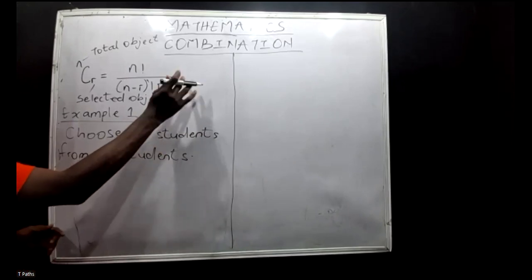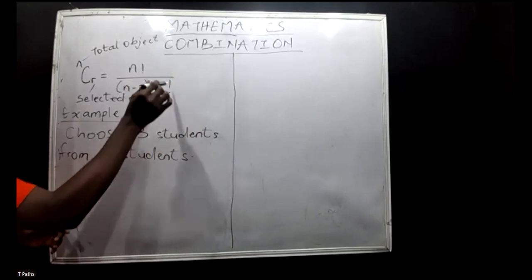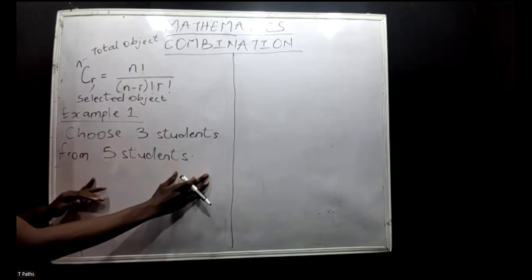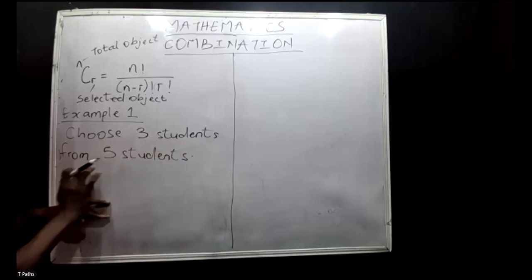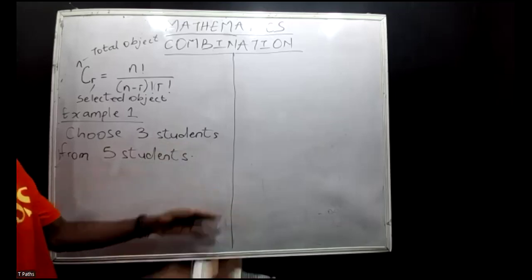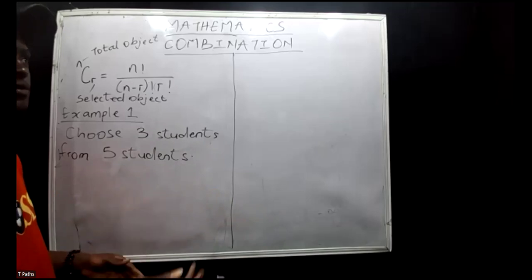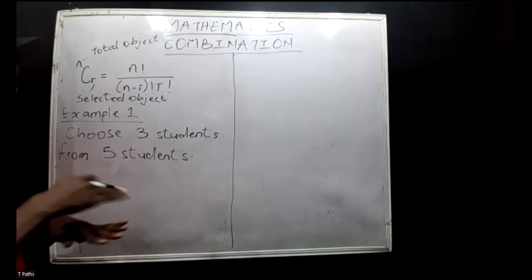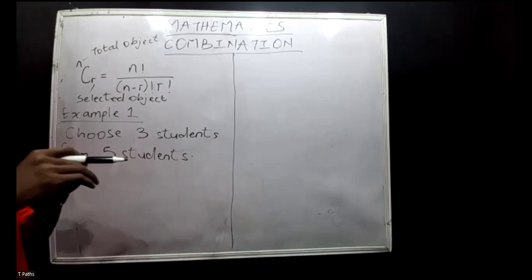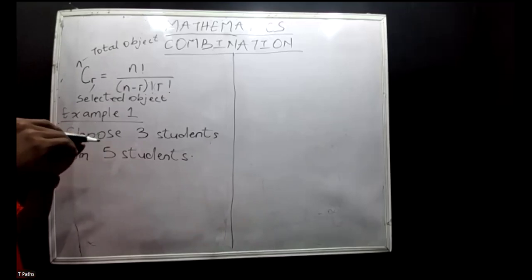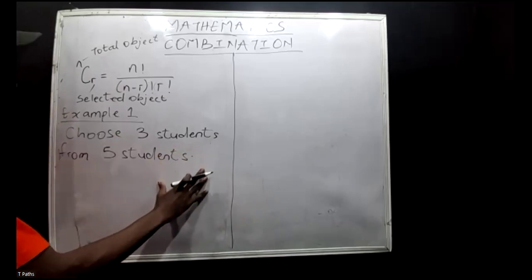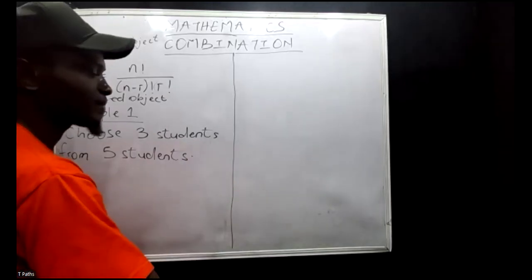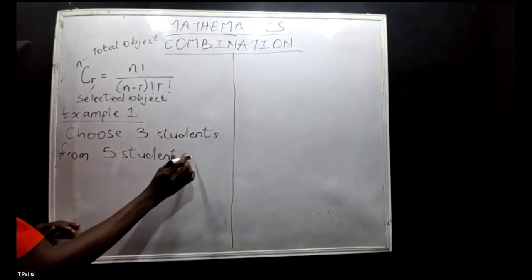The formula for combination is quite different from that for permutation. For permutation, this part is not there, but for combination, we have r factorial here. Now, how do I tell that this is a combination question? I'm told to choose 3 students from 5 students. I'm not told to choose only girls. If I was told to choose only girls, that would look like a particular selection. But I'm just told to choose 3 people from 5 students, so it shows that it is combination. I'm not told to choose them in a particular order. We are selecting just 3 from 5.